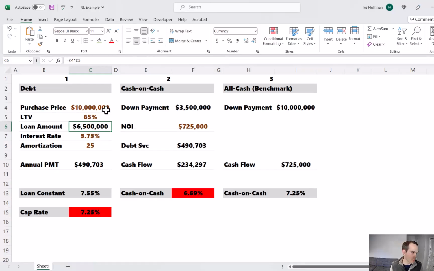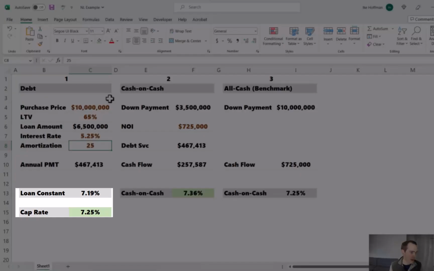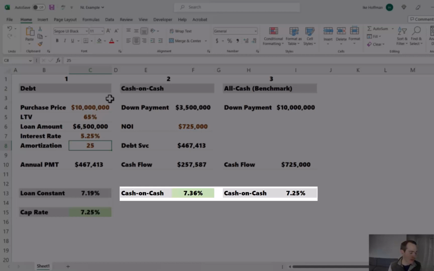The other thing you can try to do is negotiate your interest rate. What if you can get this loan, but instead of a 5.75% rate, you can get a 5.25% rate? When we do that, the loan constant drops to 7.19%, which means the cap rate is now higher than the loan constant, and our cash on cash return is higher than the all cash yield, 7.36% versus 7.25%.